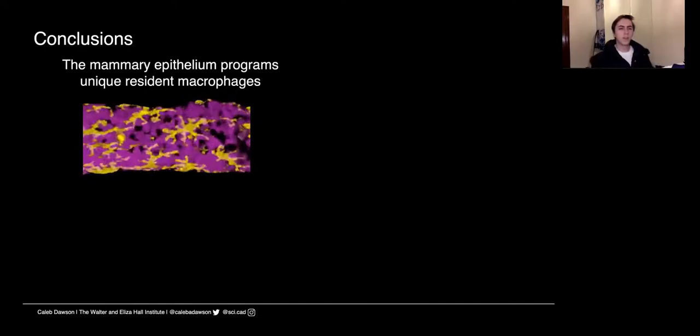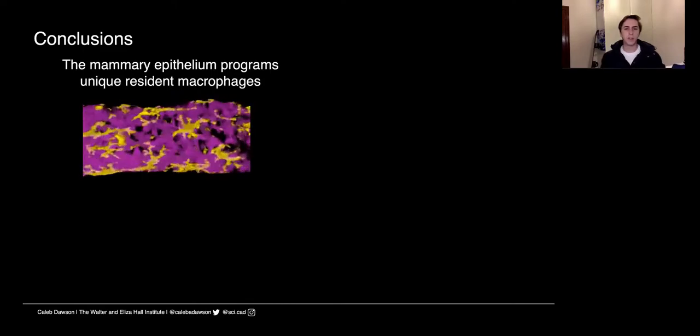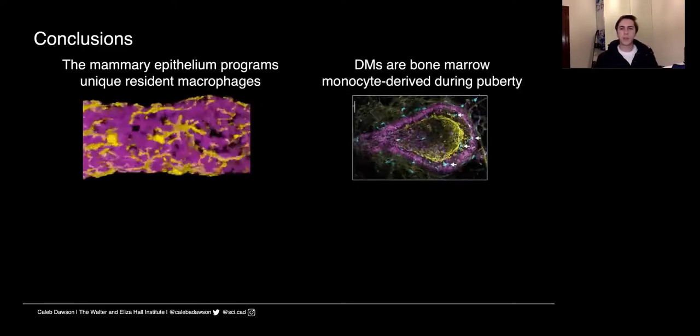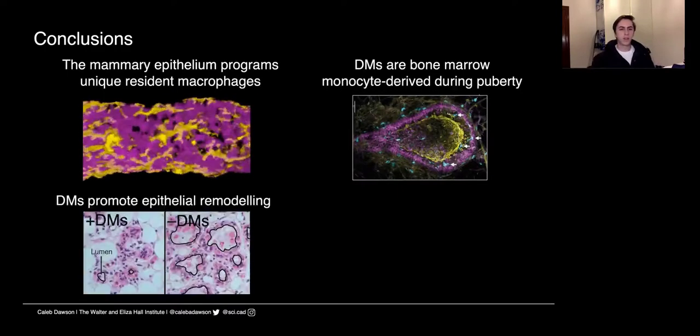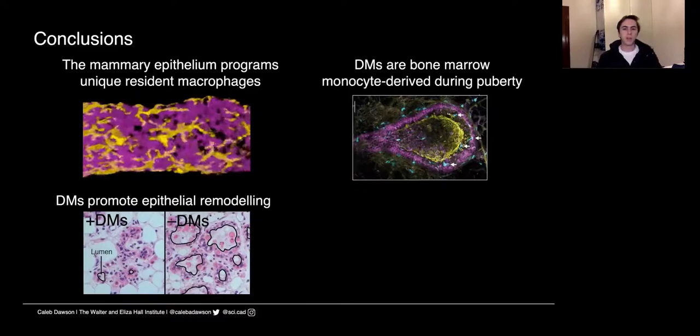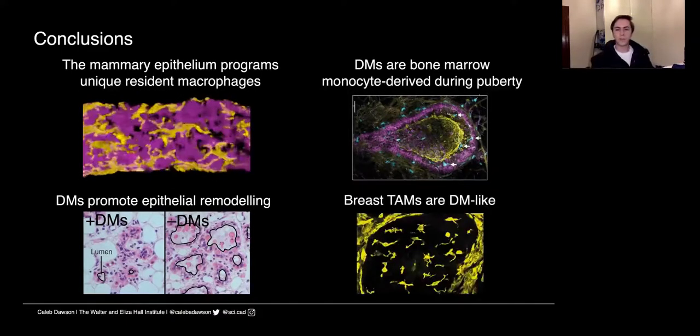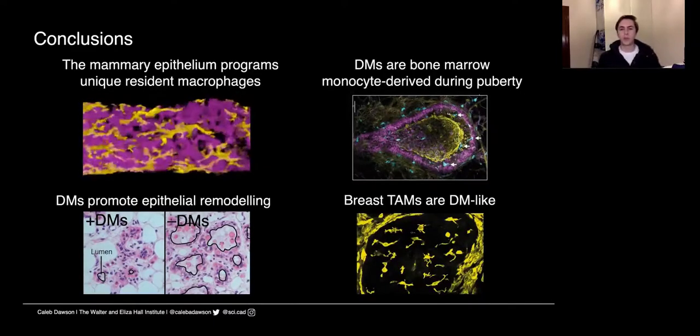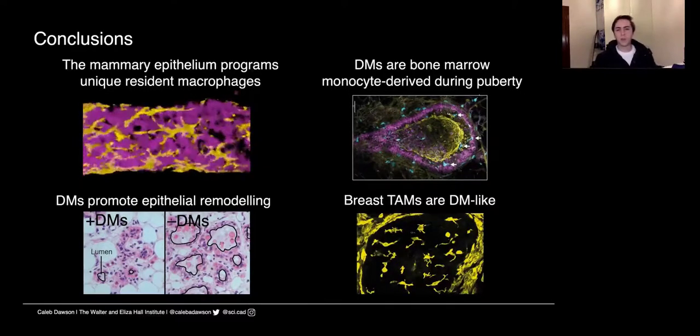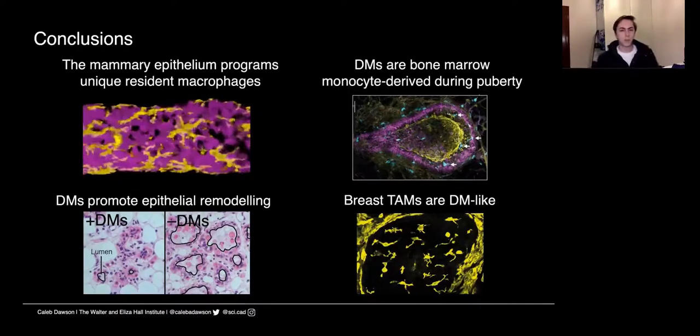So to summarize, the mammary gland has a population of unique resident macrophages that monitor the epithelium. They're bone marrow derived during puberty, but before that, they are embryonic derived. They promote epithelial remodeling by clearing away the dying milk-producing cells during involution. And they're really similar to breast tumor macrophages. And we hope that this discovery will help us to understand better tumor macrophages and help us to modulate those to improve cancer treatment.